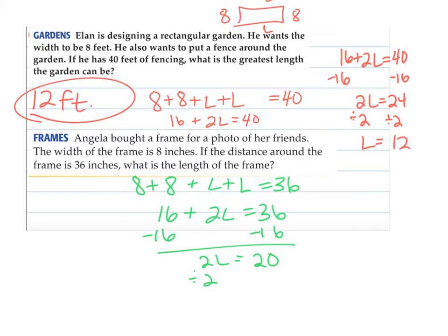Divide both sides by 2. The length equals 10, and in this case inches. So that means the length would be 10 inches.